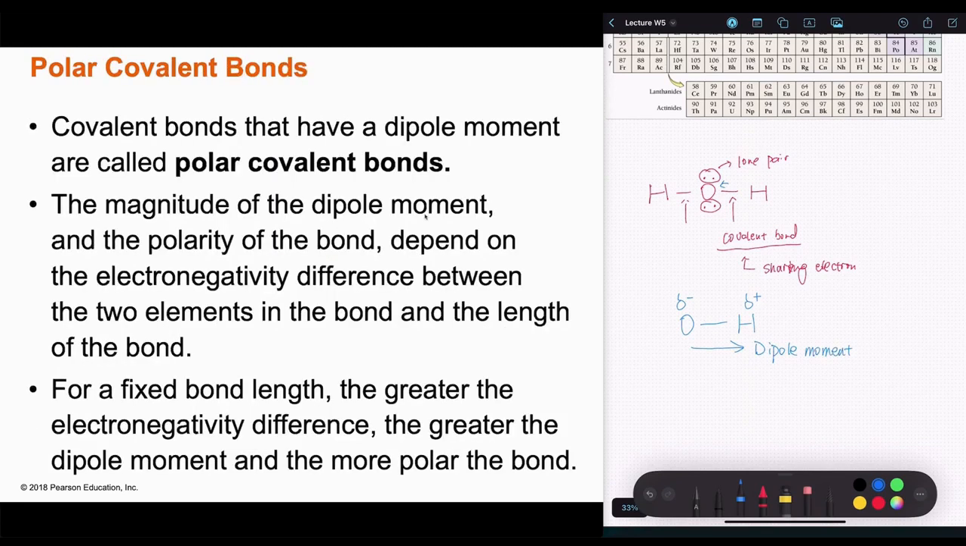All right. So the covalent bonds that have a dipole moment are called polar covalent bonds. What does that mean? A polar covalent bond means the two electrons within the bond are not equally shared between the two elements. The magnitude of this dipole moment and the polarity of this bond really depend on the electronegativity difference between the two elements within the bond and the length of the bond.